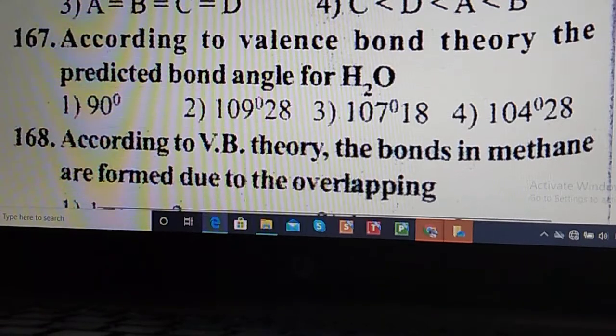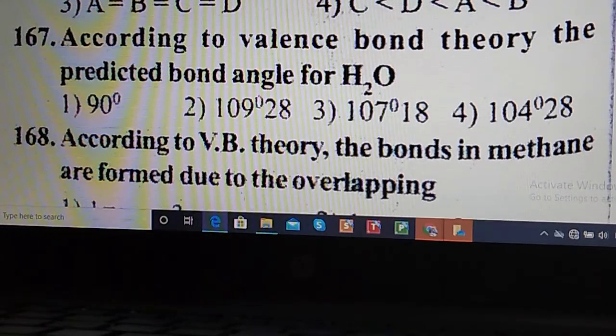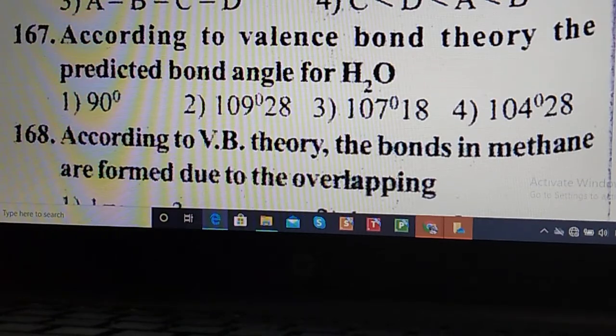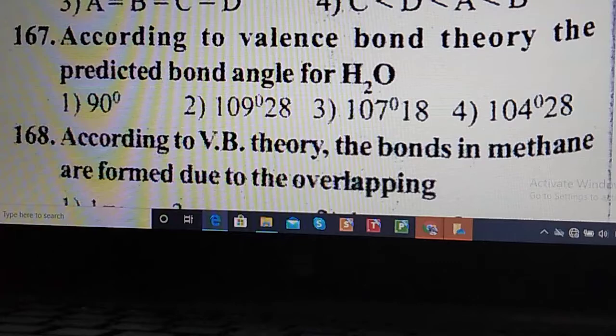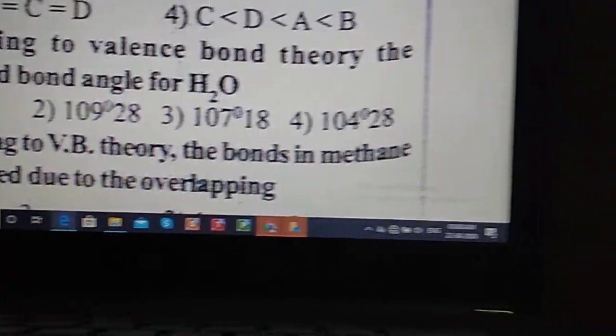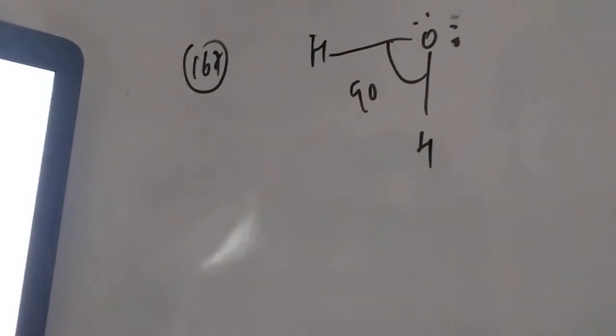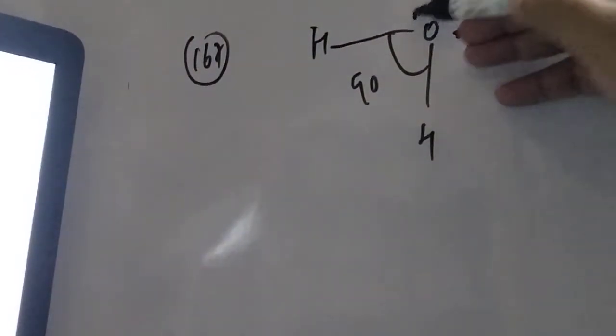According to valence bond theory, the predicted bond angle in H2O. Dear student, the bond angle in water according to valence bond theory is 90 degrees. They did not predict the repulsion. They did not use VSEPR theory, where the bond angle is not 90 degrees. But here in 167, you see the lone pair electrons are there.